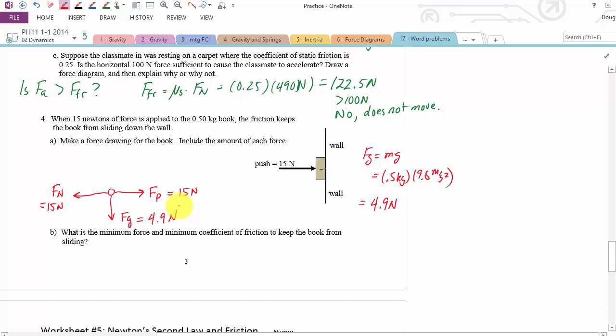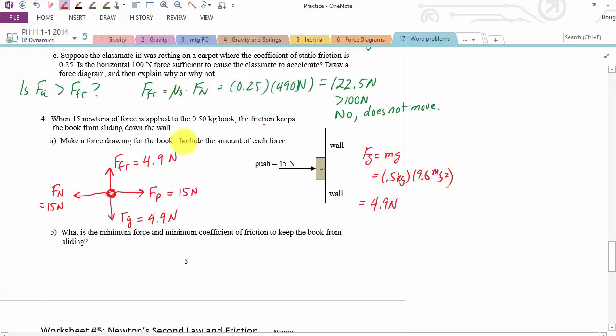So the question is, is there any friction happening here? And yes, it tells us friction is keeping the book from sliding down the wall, and we can look at a free body diagram. If that was not the case, there would be a net force acting down and the book would be sliding down, but there isn't. There's friction. Because it's not accelerating up or down, the friction must be the same as the gravitational force. So there's our free body diagram.